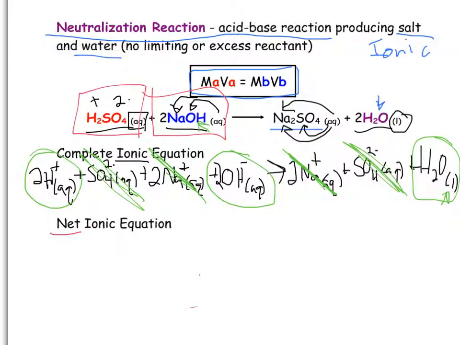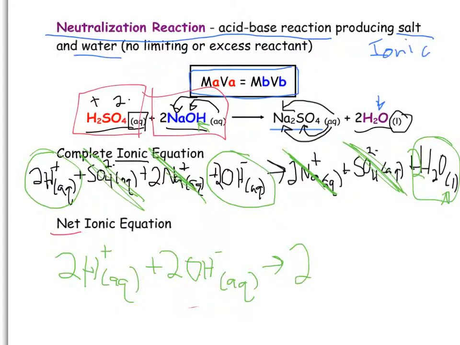So to write our net ionic equation, all we do is carry down everything that did not cancel out. So we will now have 2 hydrogen ions that were aqueous plus 2 hydroxide ions that were aqueous have now produced, oh, and sorry, I should have had 2 up here, have now produced 2 waters that are considered to be in a liquid state of matter. And hopefully that was a good refresher for you on how to do complete and net ionic equations.